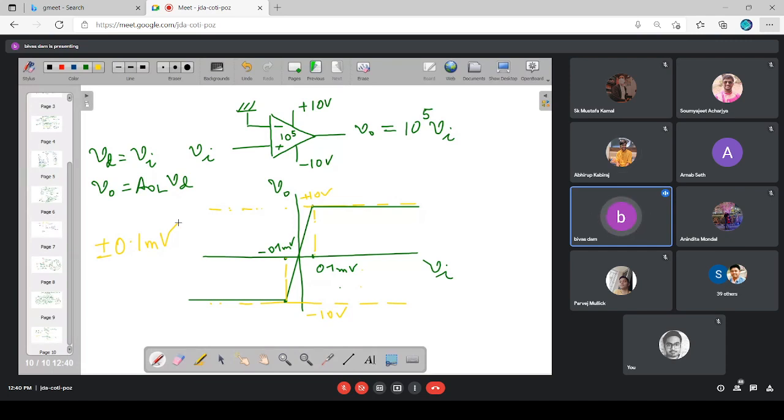So what I find is that the linear operating range of this operational amplifier is too small. That means it is practically not usable as an amplifier.